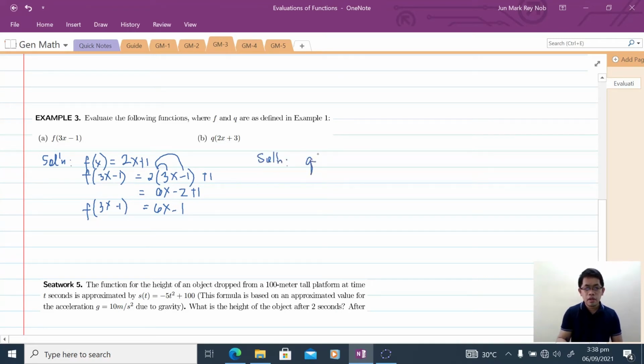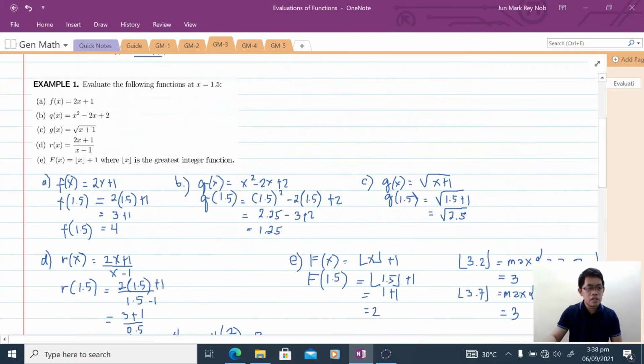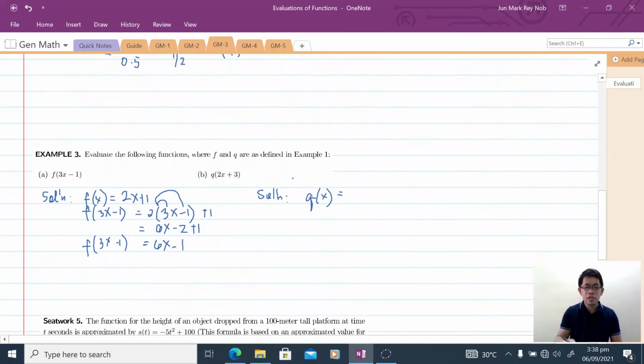For letter B, we have to write first our given. Our given is x squared minus 2x plus 2. We will replace x with 2x plus 3. So this is 2x plus 3 squared minus 2 times the replacement 2x plus 3 plus 2.